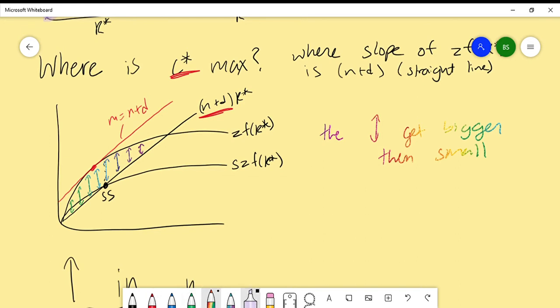So over here we have our zf(k) line, our production output per worker. We have our s·zf(k) line, which is this multiplied by s. And we have our straight line, n plus d. So this is our output, this is our savings. Basically, we want this line over here to have the slope of n plus d. And it's at this point, so this is the max. Even if you just look at the graph, comparing the distance between the curvy line and the straight line at different points, the maximum comes at this point over here. That's how you figure it out.